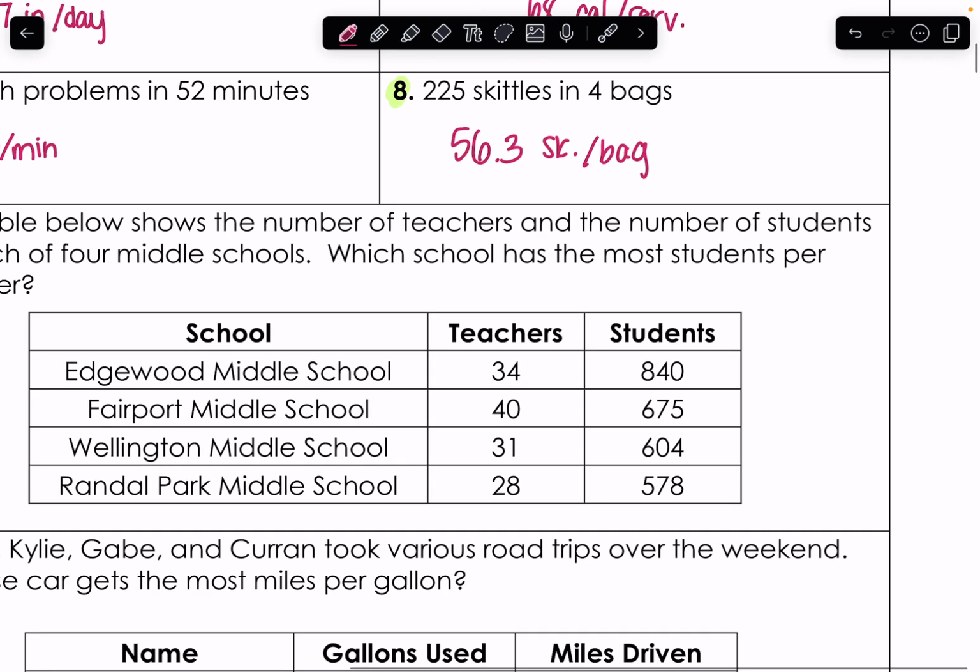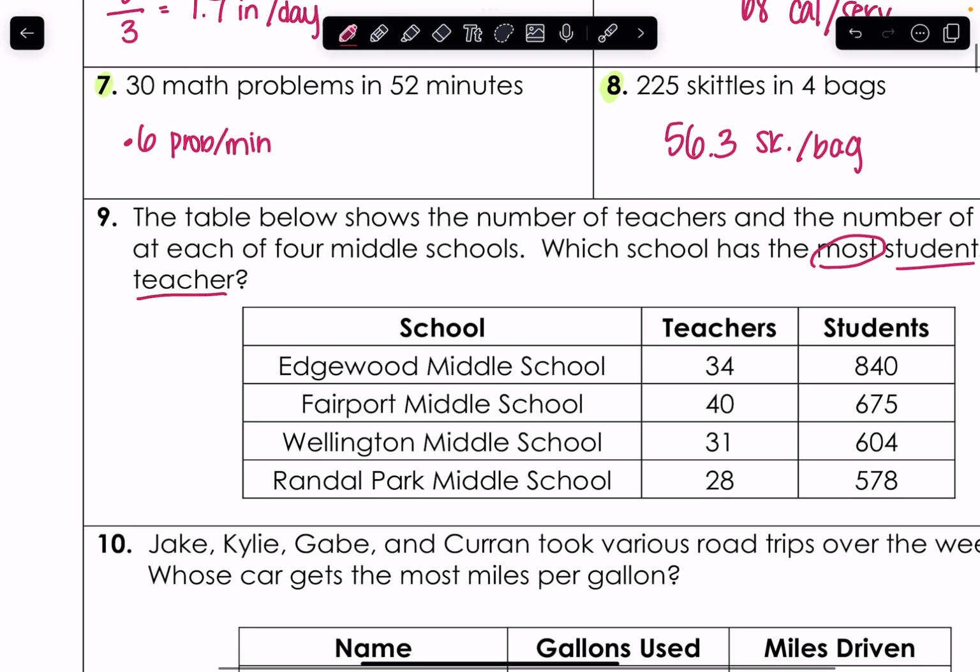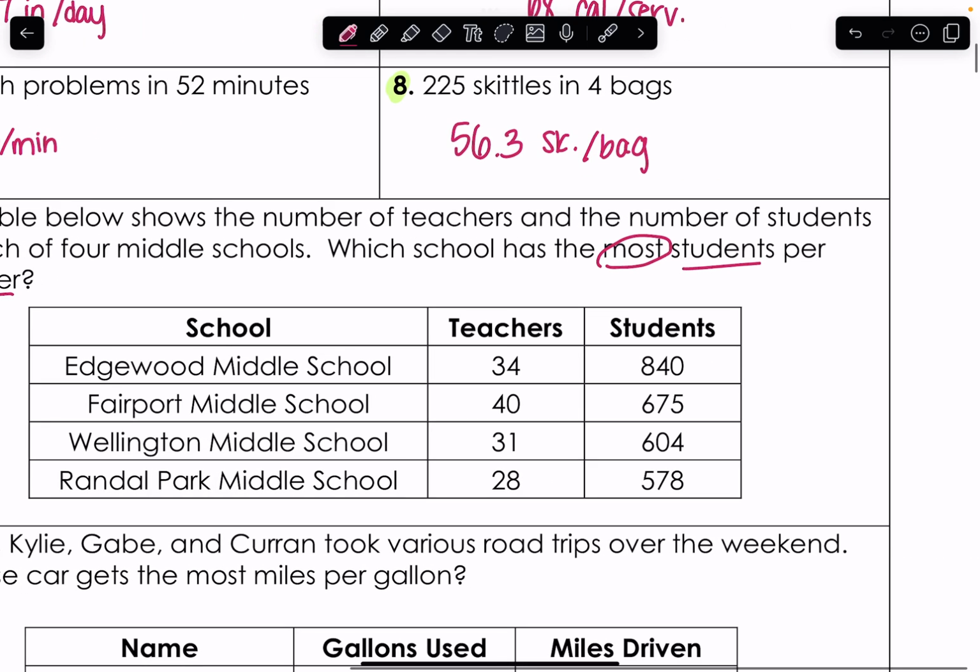So let's read our question. Which one has the most? We're looking for the highest students per teacher. So that means the students would be the number on top because that's the first thing that I see. Per is where the slash or my fraction goes. And then teacher would be on the bottom. And so that's the order that I want to divide. I want to divide the student number by the teacher number.